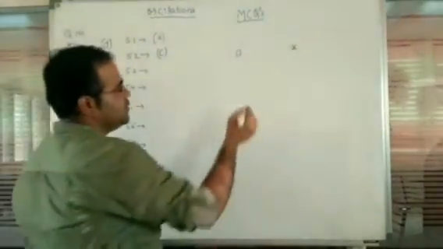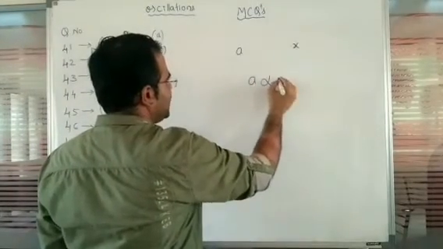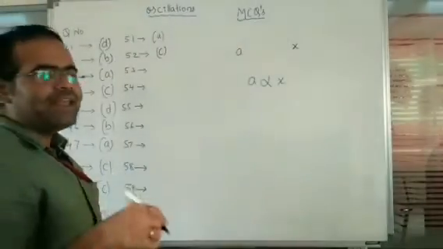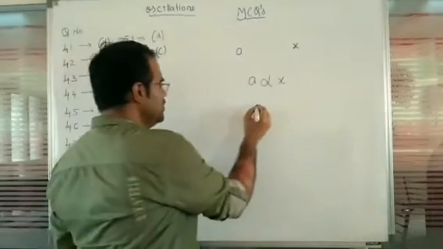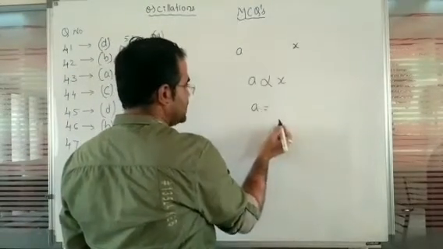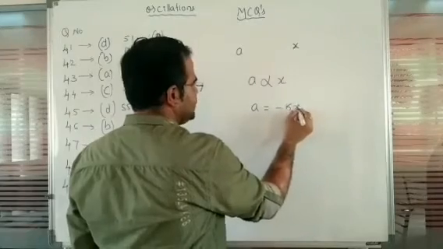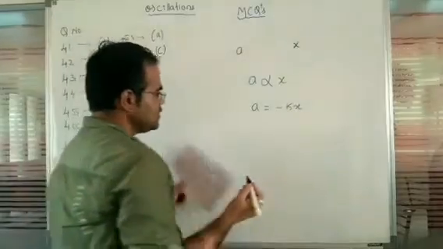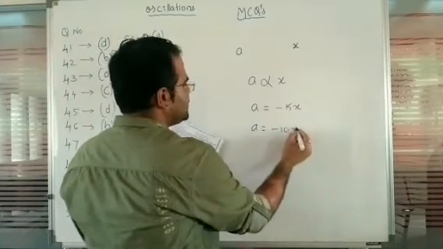In SHM, acceleration is directly proportional to displacement and always acts towards the mean position. Acceleration a is towards the mean position, so that's the reason we can write this as minus kx. When we compare the options here, a is equal to minus 10x.